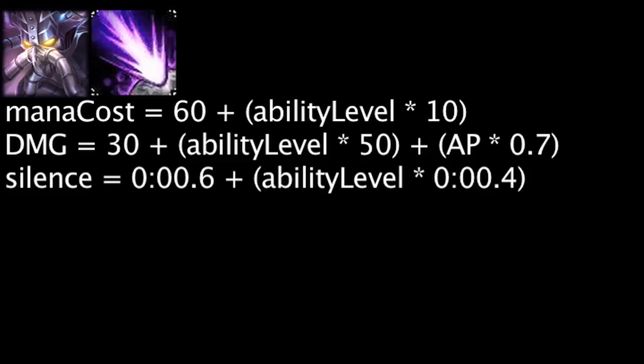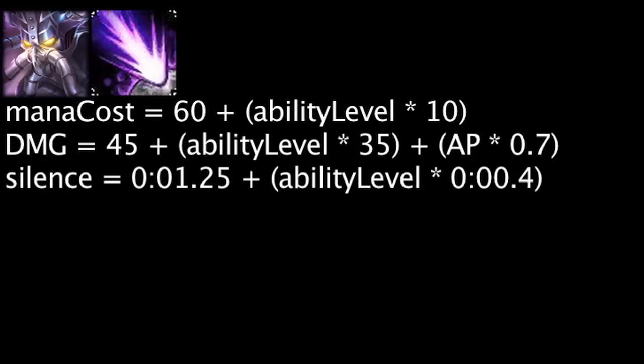Kassadin will no longer gain magic resistance each level. The base magic damage on Null Sphere has been increased by 15 but will gain 15 less base magic damage per level. The base silence duration has been increased by 0.65 seconds but will now only gain a 0.25 second increase on the duration each level. The base mana cost has been increased by 5, but will now only increase by 5 each level.